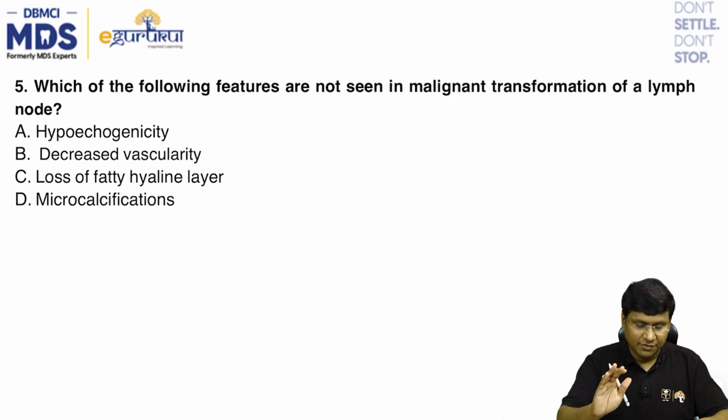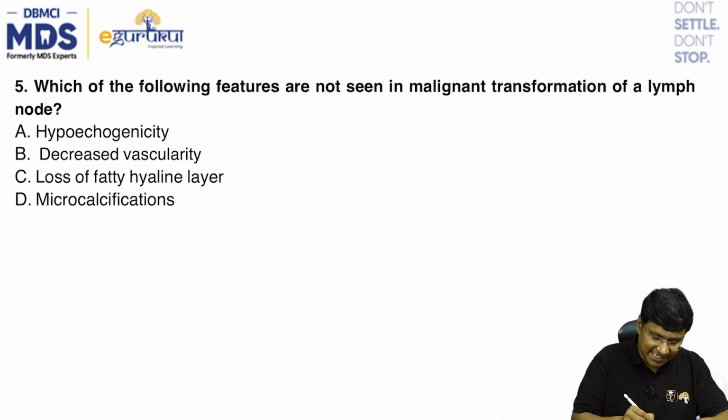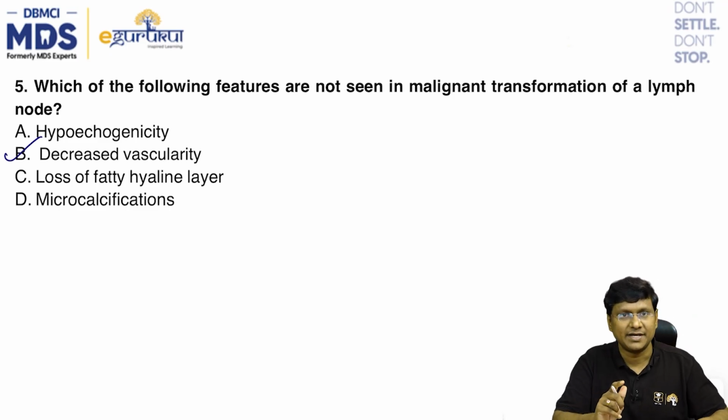Next question. Which of the following features are not seen in malignant transformation of the lymph node? Hypoechogenicity, decreased vascularity, loss of fatty hilum layer, microcalcification. So the answer is decreased vascularity. Malignant transformation typically exhibits increased vascularity due to angiogenesis, right? That is the process of new blood vessel formation to support the growing tumor. Therefore, decreased vascularity is not a characteristic feature of malignant transformation.